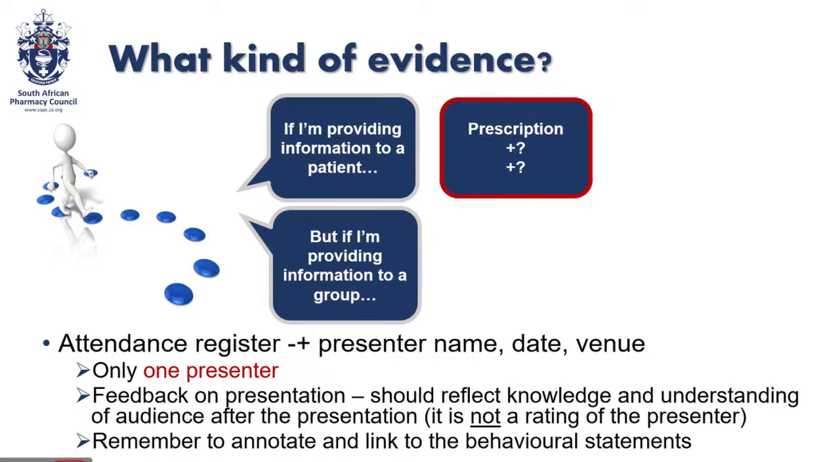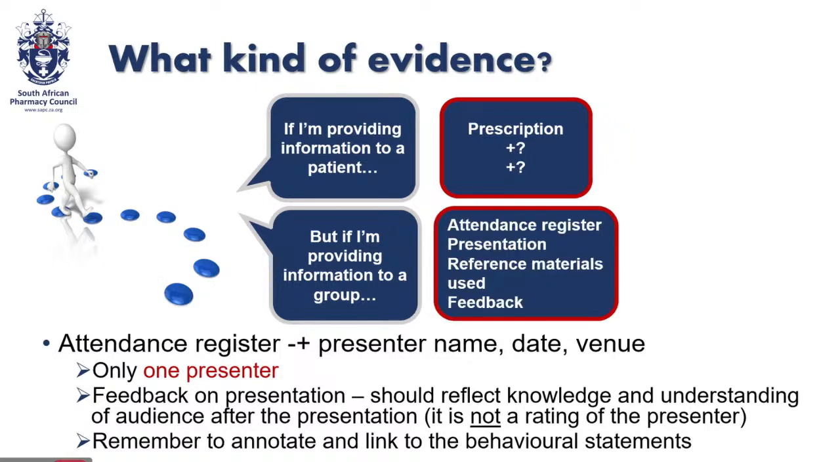You need to be very creative. There's a lot of things you can do. And if you're providing information to a group, what can we add there? Maybe an attendance register, my presentation, the reference materials that you used, feedback that you received. So you can see there's a lot of things that you can use. For an attendance register, please add your presenter name, your date and your venue. Remember, no group activities, so it's only one presenter. Feedback that you received should reflect the knowledge and understanding of the audience after the presentation. It's not only rating of the presenter, and remember to annotate and link to the behavioral statements.